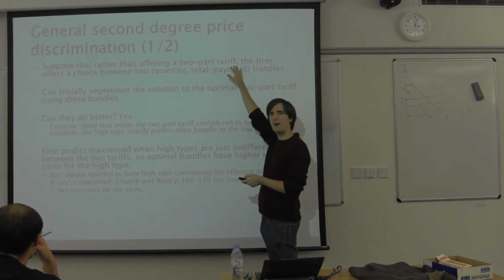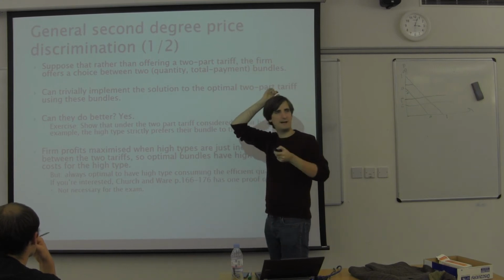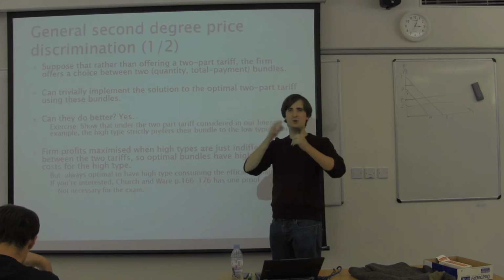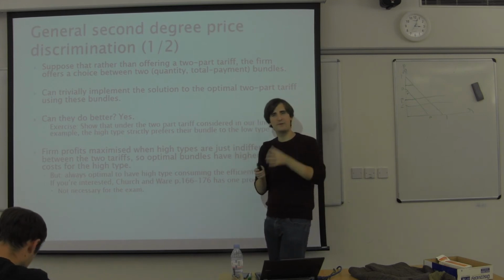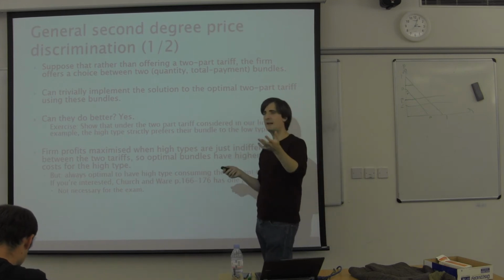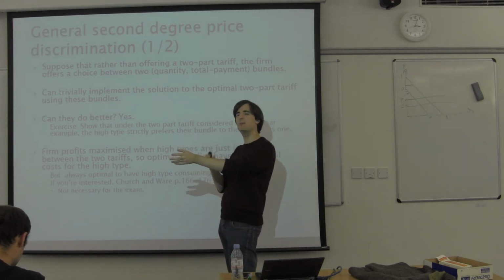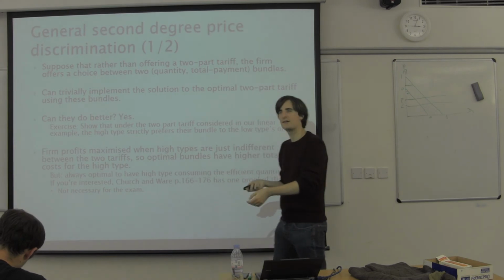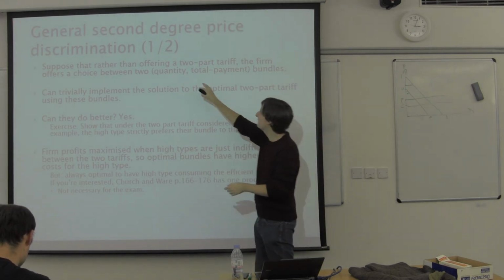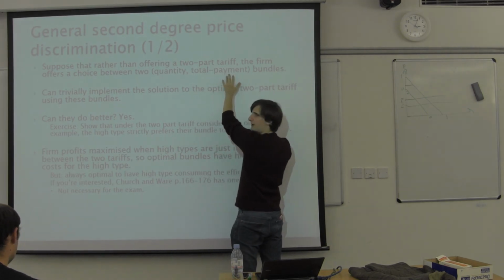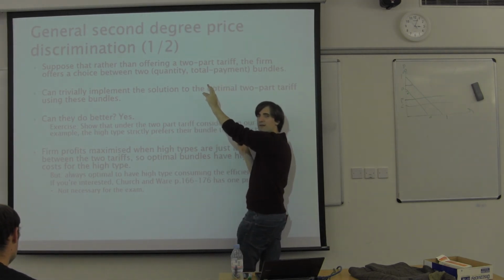So what we're going to suppose is that rather than offering a two-part tariff, the firm is going to offer consumers a choice between two different bundles. The first bundle says you buy so many units, you pay a certain price. The second bundle says you buy so many units, you pay a different price. So the bundle is an ordered pair: it specifies the quantity that someone buys and the total payment they have to make to buy that quantity.